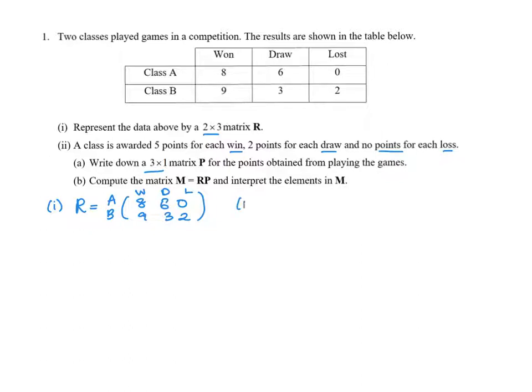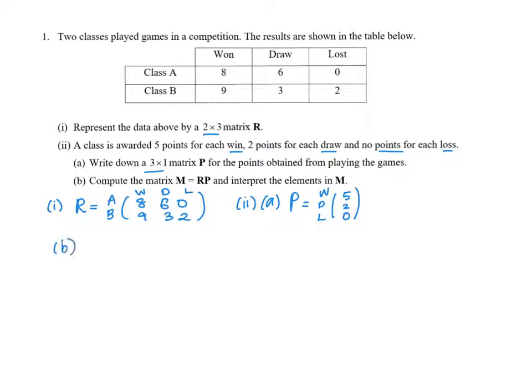So part 2A, a 3 by 1 matrix P for the points obtained for playing the games. So 3 rows will be win, draw, and lose. So 5 points, 2 points, and 0. Compute the matrix M equals to PRP.